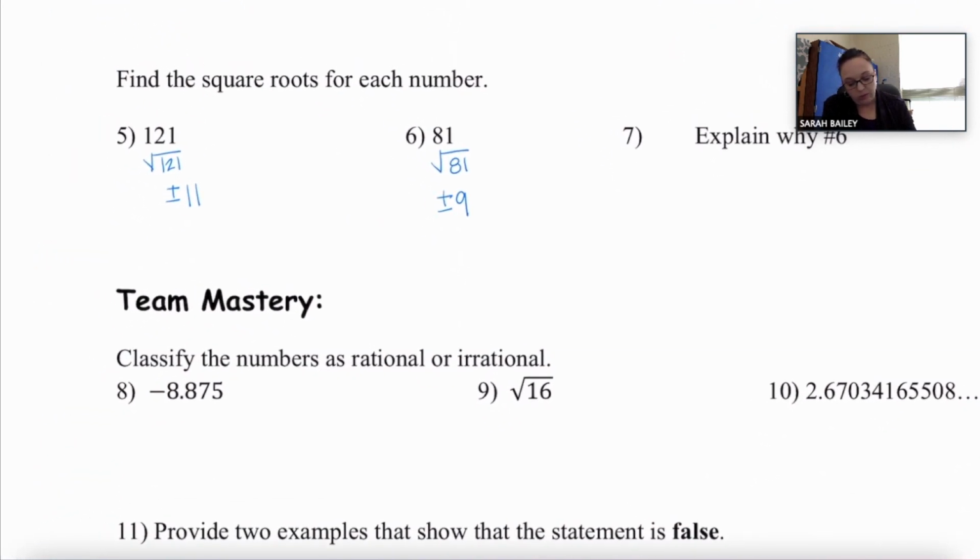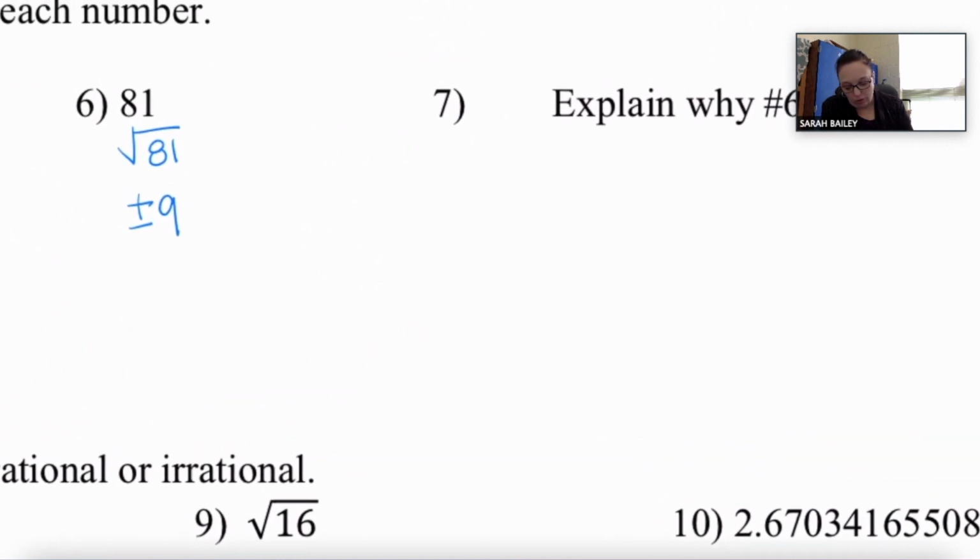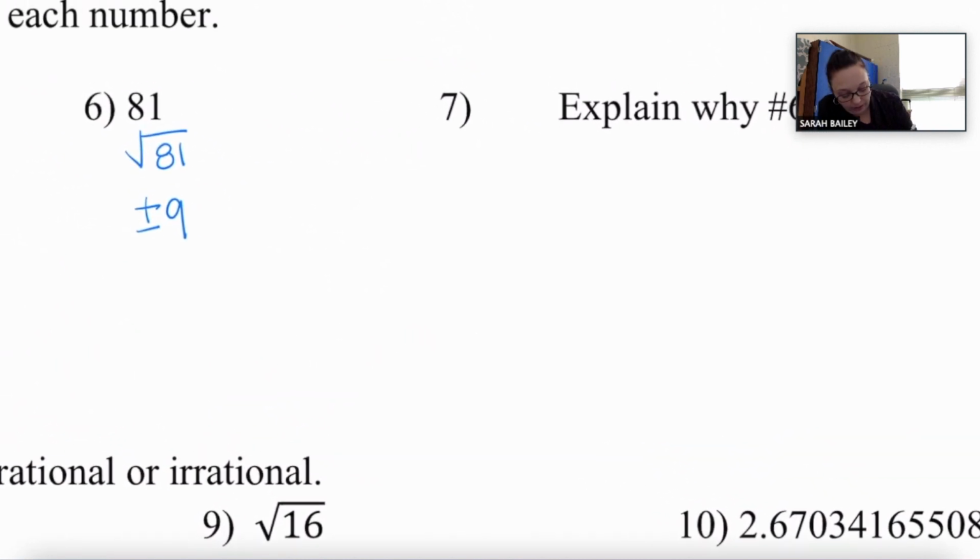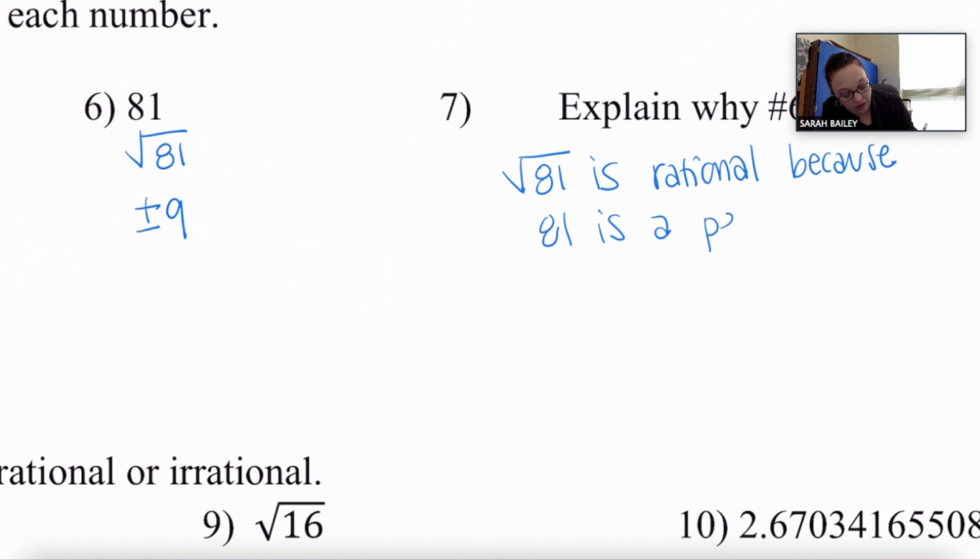Okay, and then number 7 says explain why number 6, and I think we're supposed to say is rational or irrational. So the square root of 81, is it rational or irrational? It's rational. The square root of 81 is rational because 81 is a perfect square.